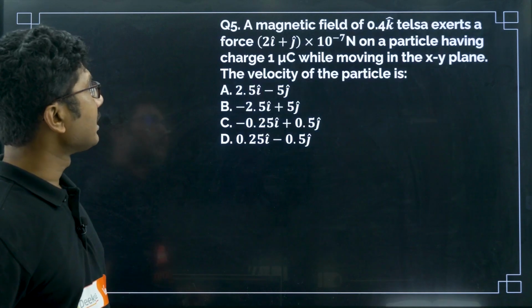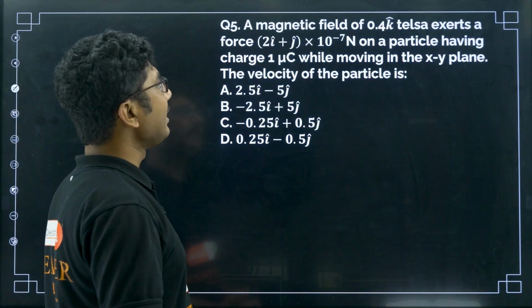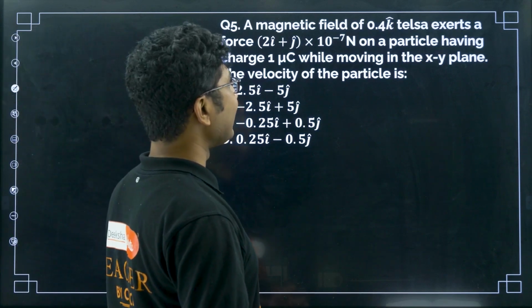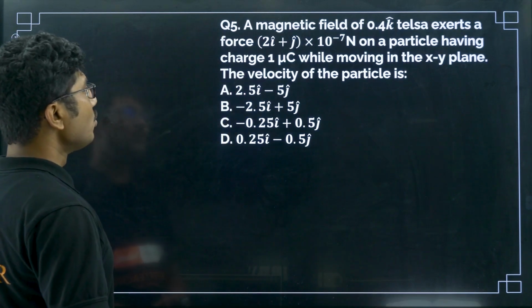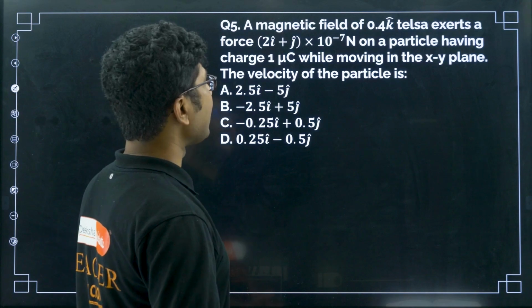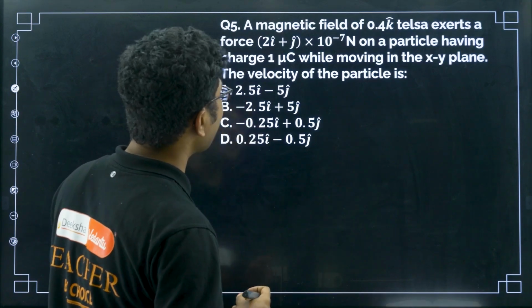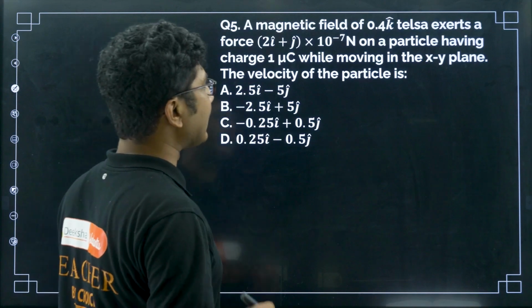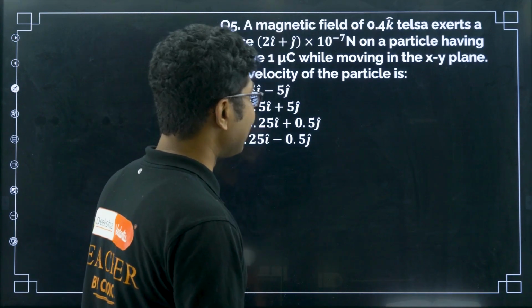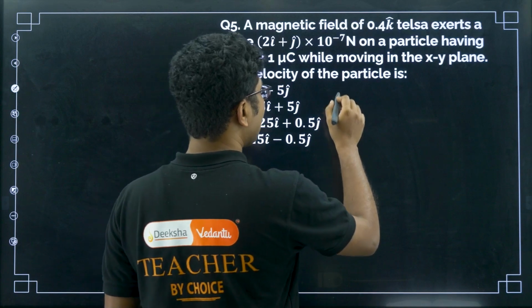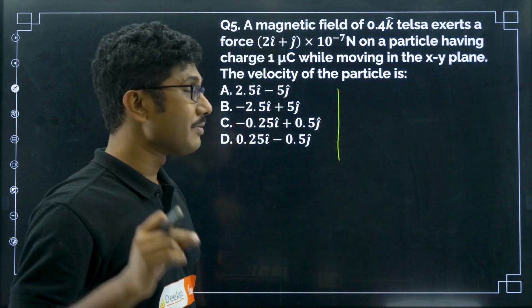Now, let us move on to the next question. A magnetic field of 0.4 k cap Tesla exerts a force of (2 i cap plus j cap) times 10 to the power of minus 7 on a particle having charge 1 microcoulomb while moving in the xy plane. The velocity of the particle is? Now, this is a very tricky question, at a little higher level, the difficulty level of the KCET.